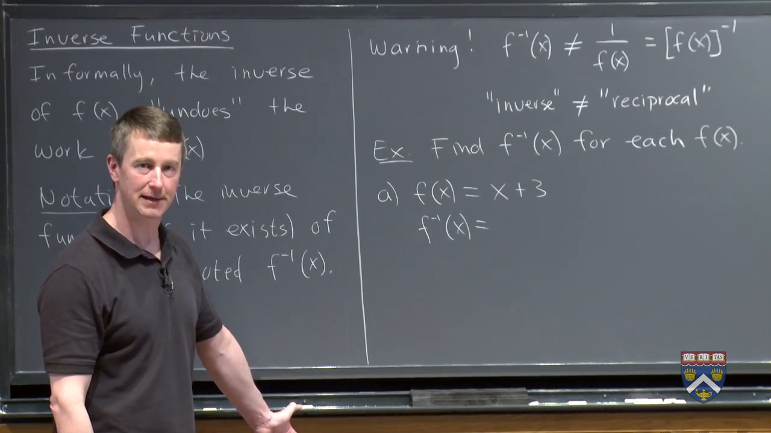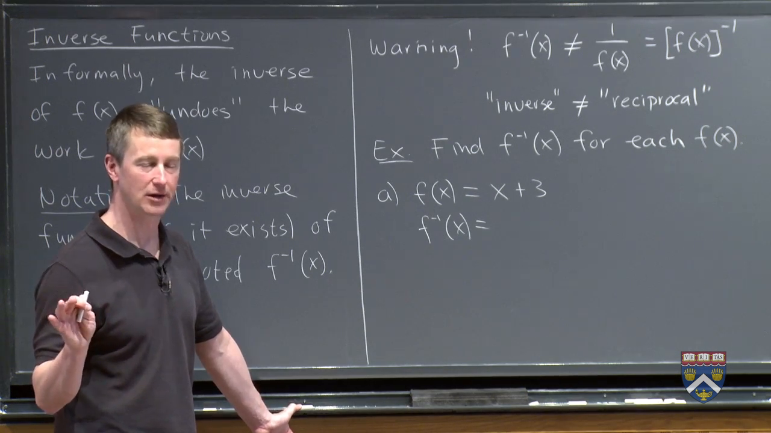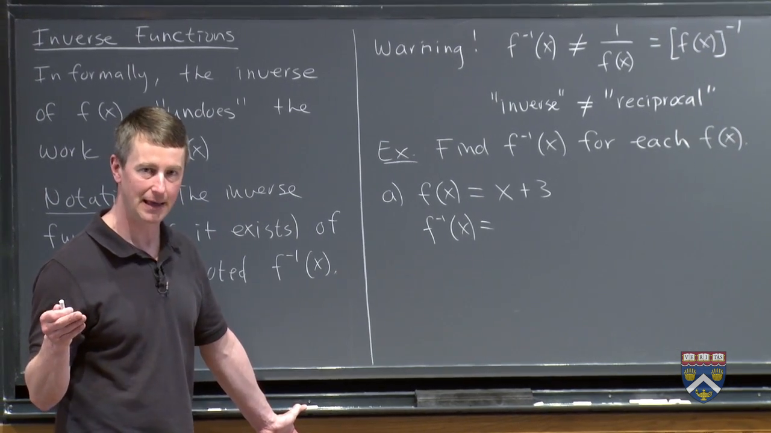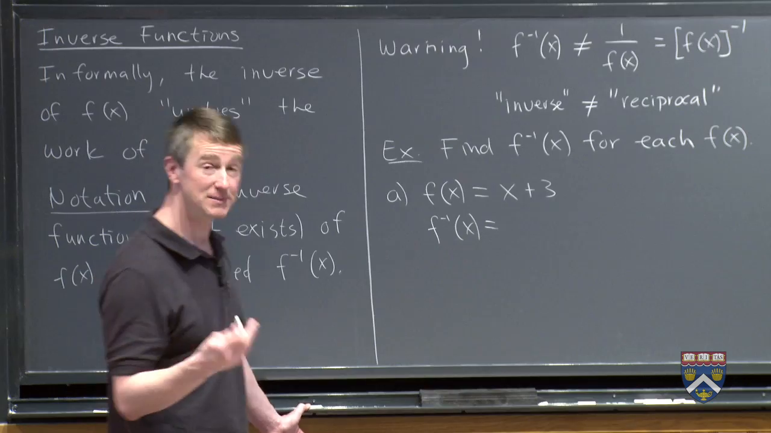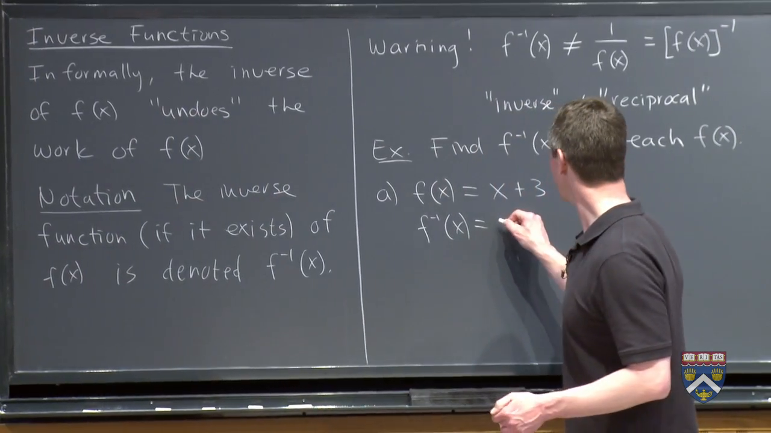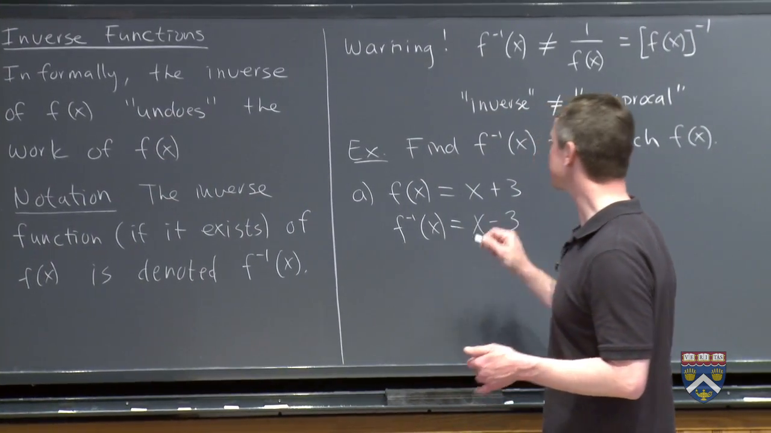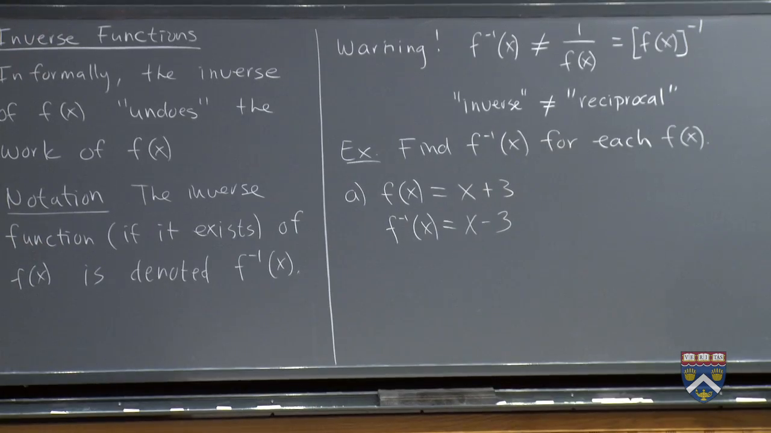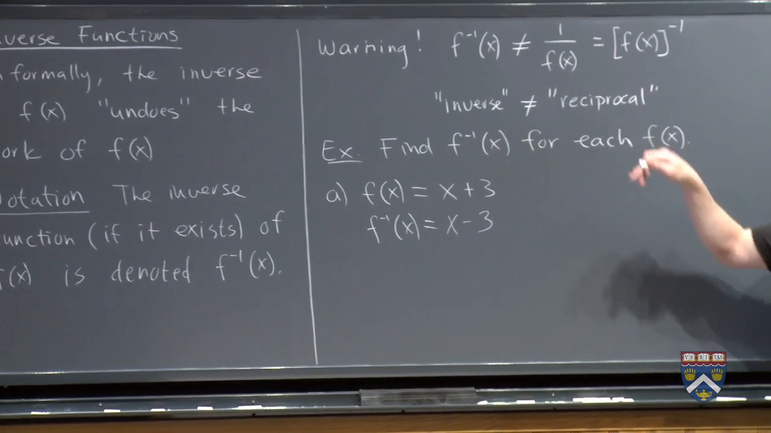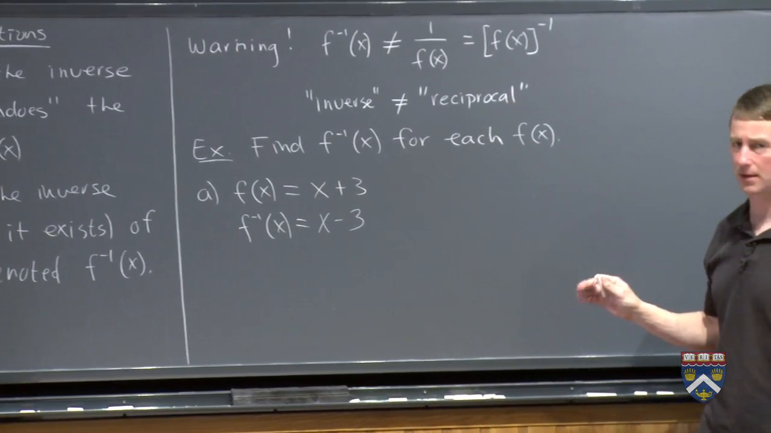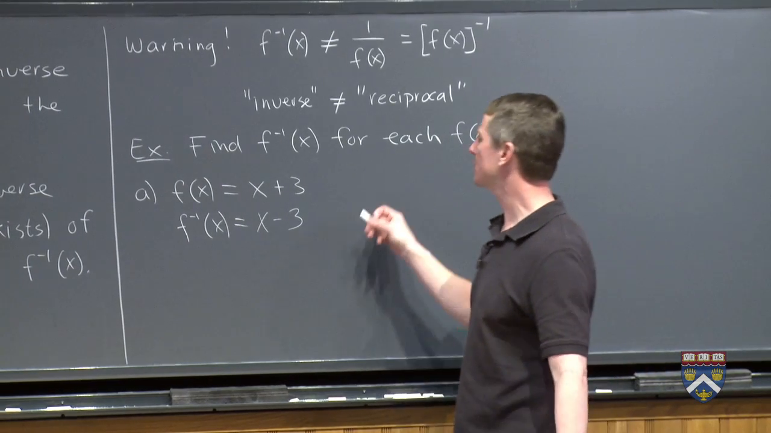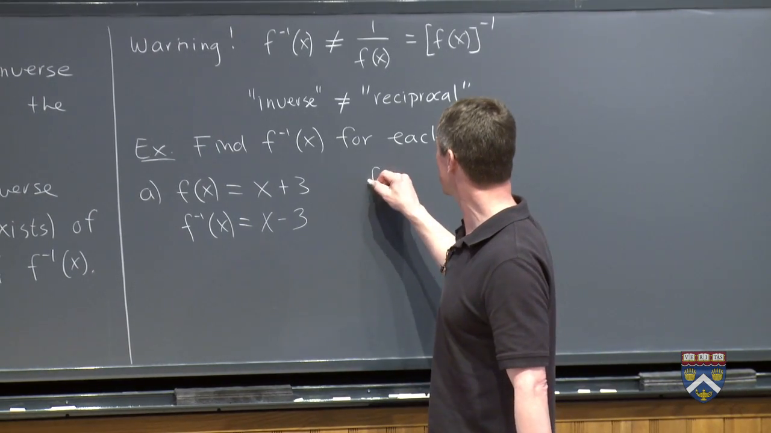And I hope you're answering nothing to do with dividing or taking a reciprocal at all. I hope you're saying that the way you undo adding 3 is by subtracting 3. So f inverse of x here is x minus 3. And notice that looks nothing like 1 over f of x. We're not doing any dividing at all here. And let's just do an example with some numbers to see how this goes.